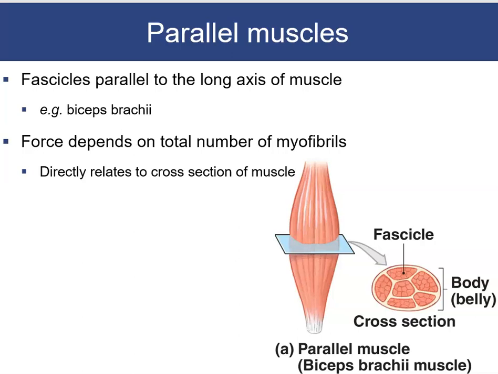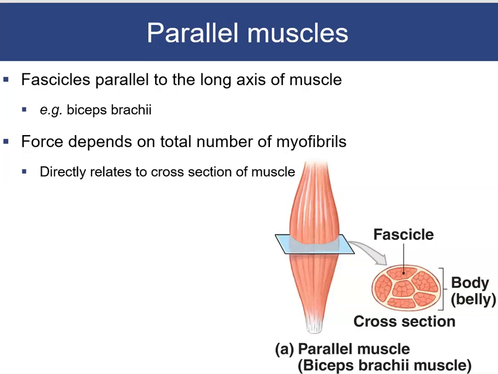This type of arrangement is the most common. Here, fascicles are parallel to the long axis of the muscle. An example of a muscle that has this type of arrangement is the biceps brachii. The force of a parallel muscle will depend on the total number of myofibrils present. This directly relates to the cross-sectional area of a muscle. For every 1 square inch in cross-sectional area, the muscle can develop roughly 50 pounds of isometric tension.